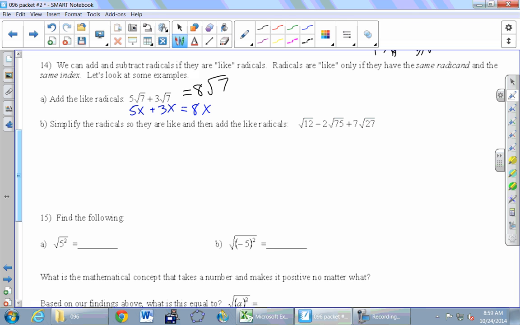Okay, let's take a look at B, which looks a little bit tougher. Square root of 12 minus 2 square root of 75 plus 7 square root of 27. So these guys right here, we cannot combine. Not at the moment, because this x is not the same as this guy, which is not the same as that guy. So the only way we can add and subtract these radicals is if they're exactly alike, meaning the same thing under the radical and the same index. But what we're going to do first is simplify each of these radicals separately, and then maybe we can combine some stuff at the end.